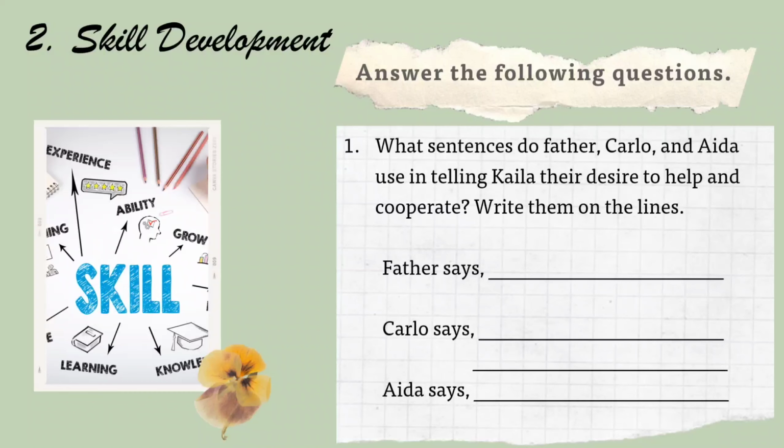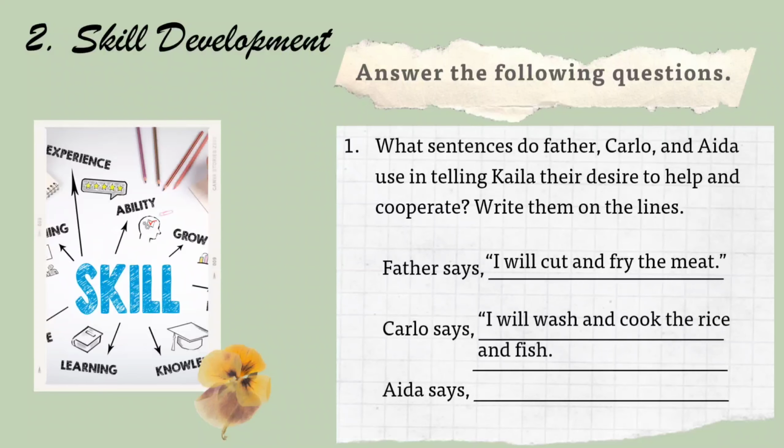Number 1. What sentences do Father, Carlo, and Ida use in telling Kyla their desire to help and cooperate? Father says, I will cut and fry the meat. How about Carlo? Carlo says, I will wash and cook the rice and fish. And how about Ida? Ida says, I will clean the table after meal.